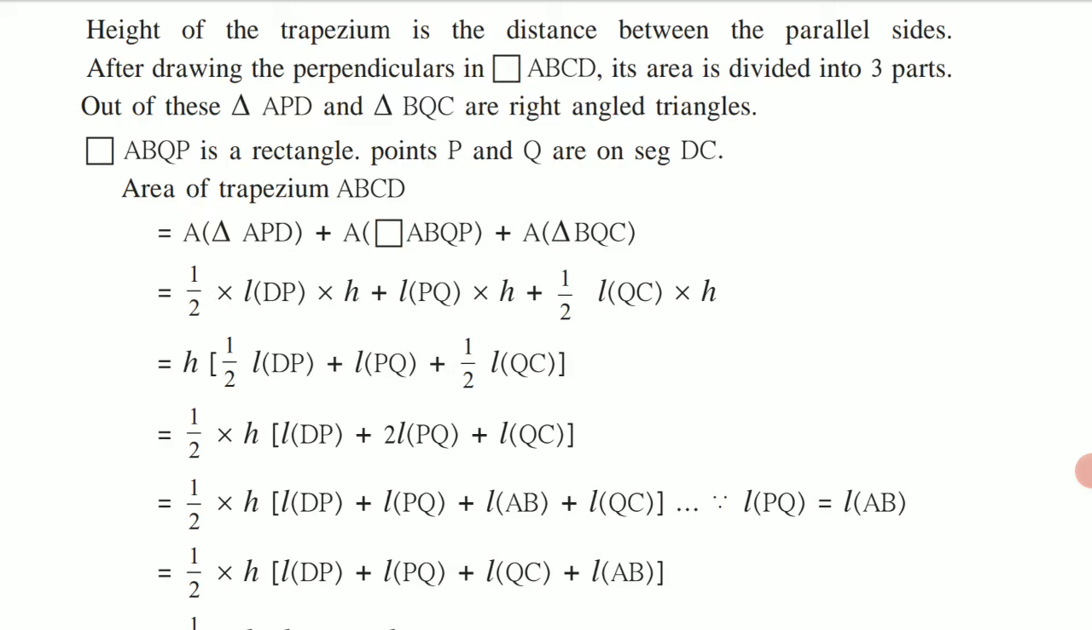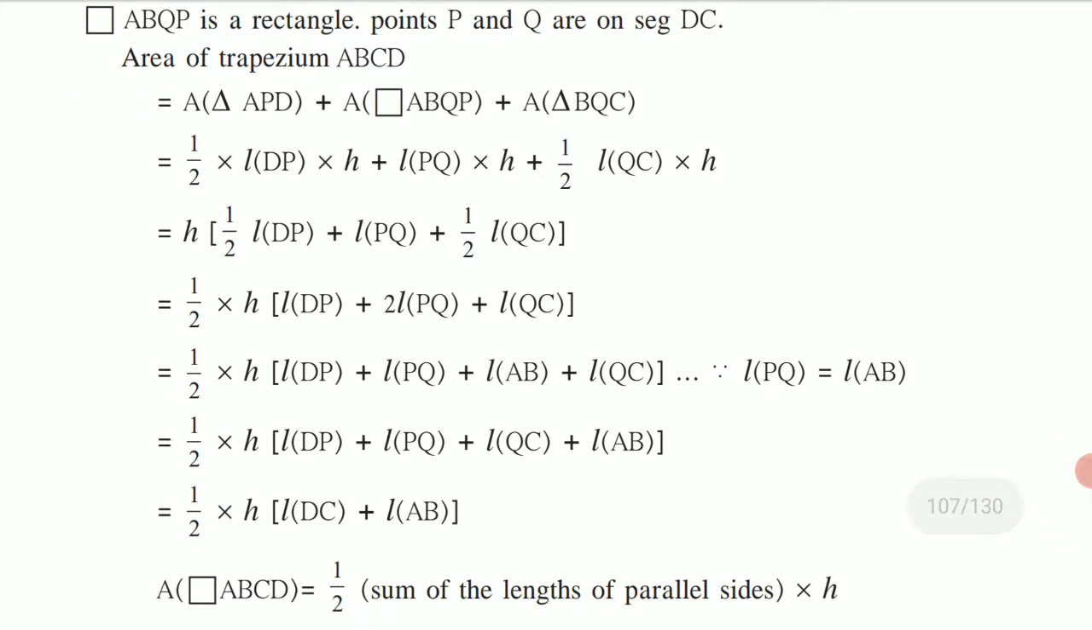Area of trapezium ABCD is equal to area of triangle APD plus area of rectangle ABQP plus area of triangle BQC, which is equal to 1/2 into length DP into H plus length PQ into H plus 1/2 into length QC into H, which is equal to H into (1/2 length DP plus length PQ plus 1/2 length QC), which is equal to 1/2 into H into (length DP plus 2 length PQ plus length QC).